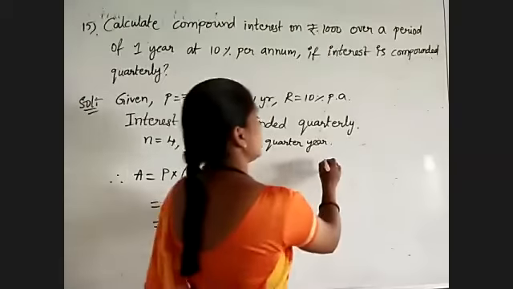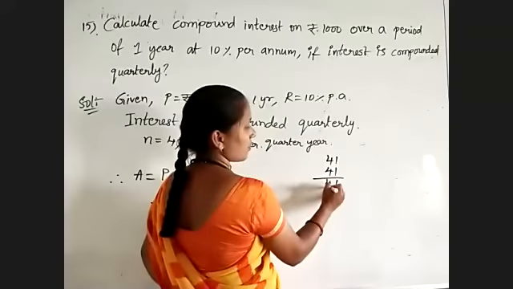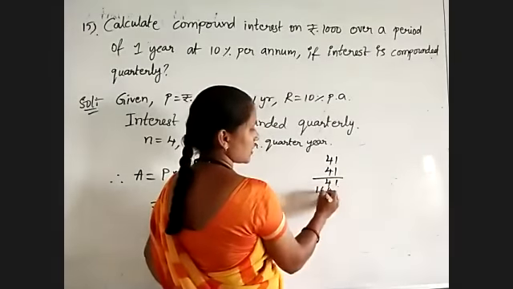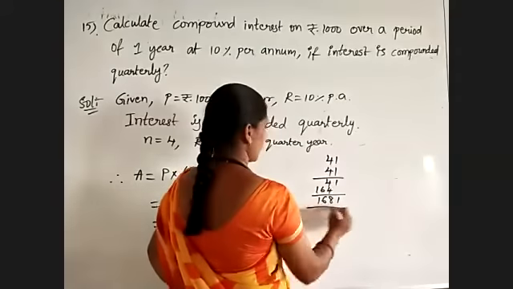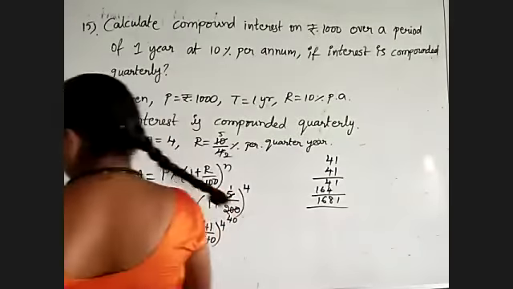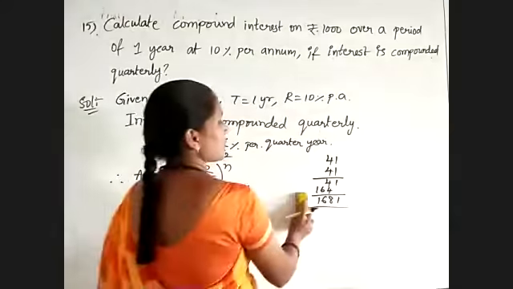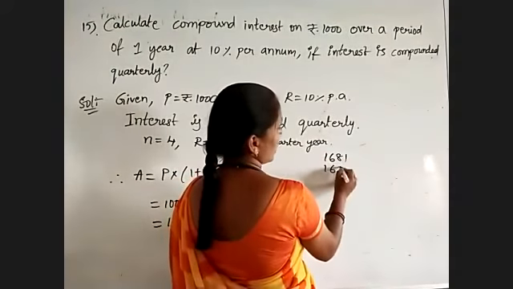What will we get? 41 into 41. 1 1 is 1, 1 4 is 4, 4 1 is 4, 4 4 is 16. 1, 4 plus 4 is 8, 6, 1. 1681. And again multiply 1681 into 1681. 4 times we have to multiply, no? So 1681 into 1681.